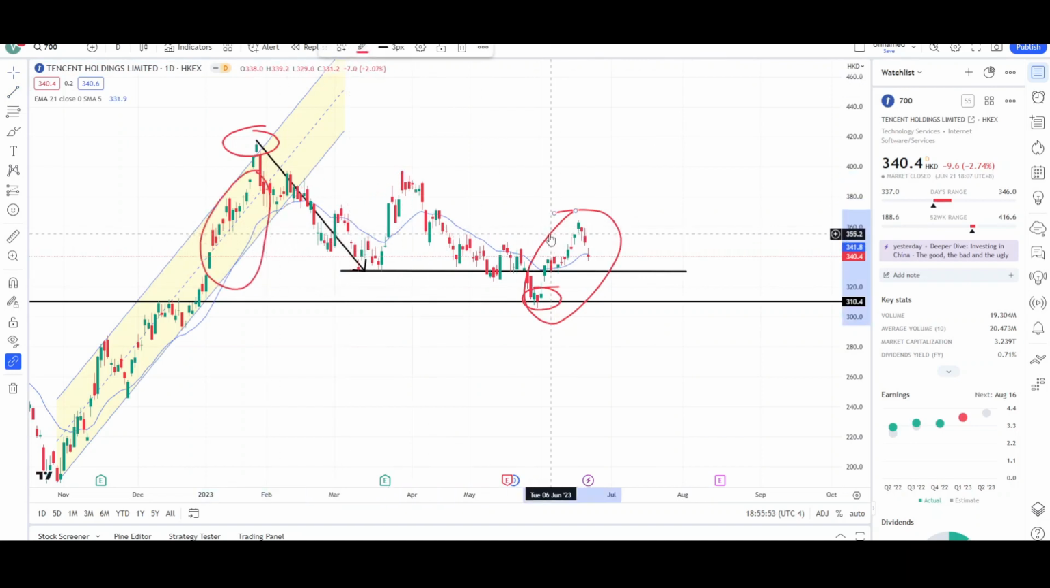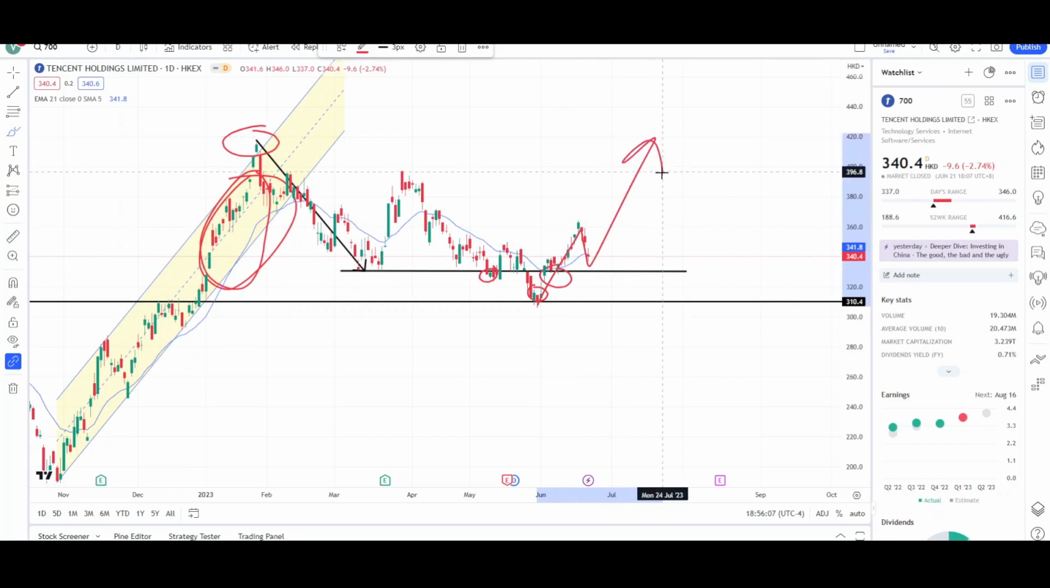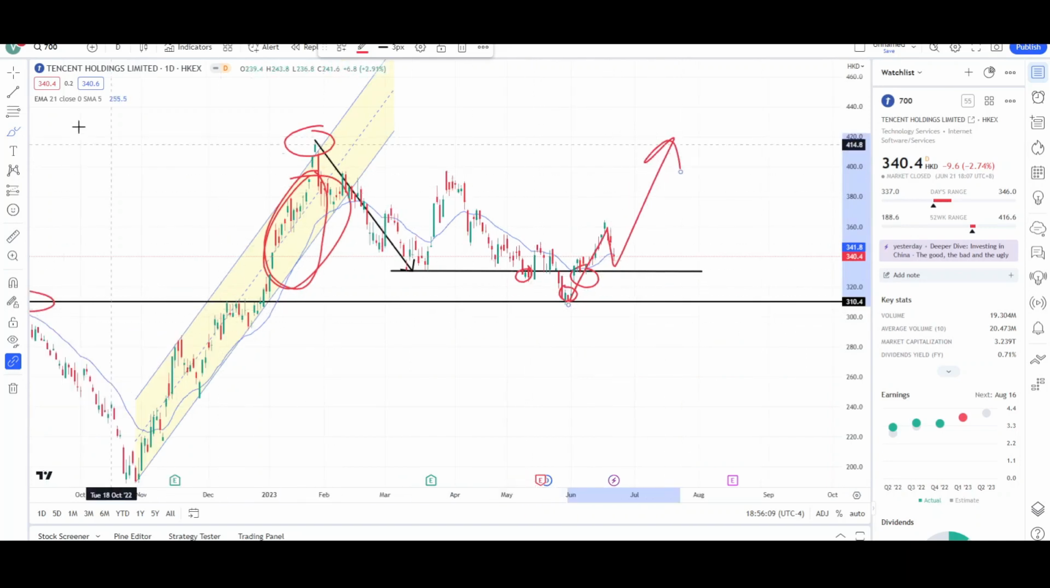So you can see how well this 330 level is acting as support. It was only broken once barely, and then another time that was a failed breakout because price came back in and found support. So this could just be a leg up. We could just be in a small correction and then continuation towards the upside. So that's what I'm expecting to occur.